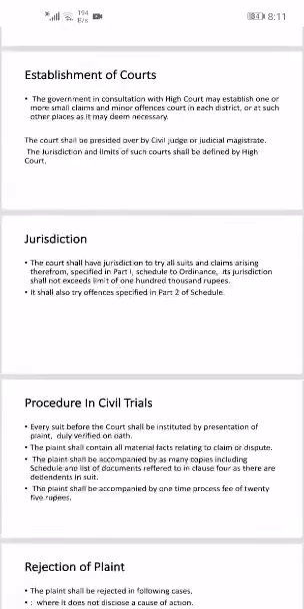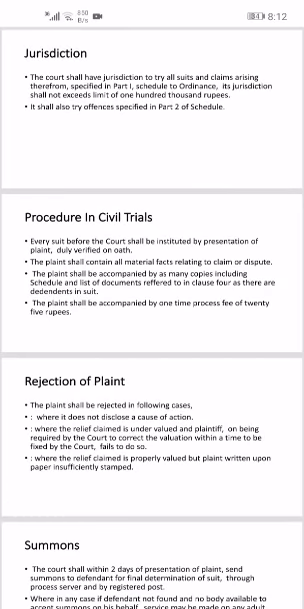Now we discuss the jurisdiction of these courts. The court shall have jurisdiction to try all suits and claims arising therefrom specified in Part 1 of the Schedule to the Ordinance. Its jurisdiction shall not exceed the limit of 100,000 rupees. It shall also try offences specified in Part 2 of the Schedule. And the procedure in civil trials.